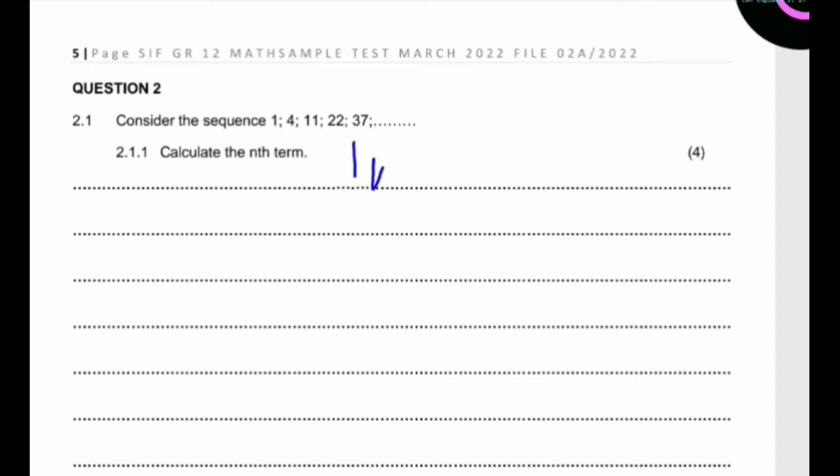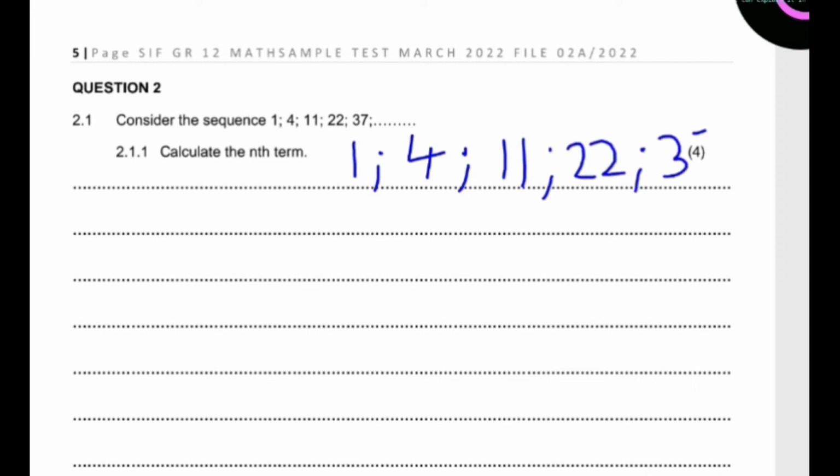So 1, 4, 11, 22, and 37. Let's see the difference between these terms. 1 and 4 is 3. 4 and 11 is 7. So this cannot be an arithmetic sequence.